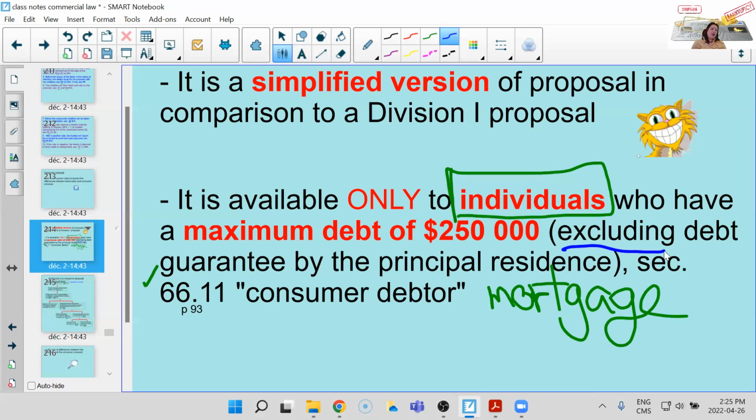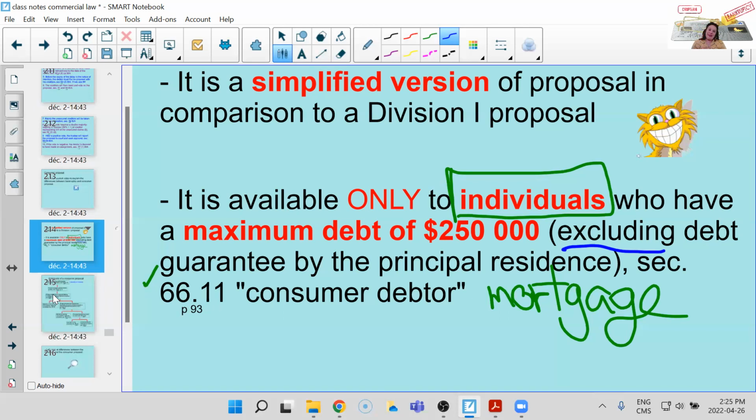So if I give you numbers and I ask you, could I file a consumer proposal instead of bankruptcy? Well, it depends. We have to calculate all my debts, but I don't include the mortgage on my principal residence. So we'll have a chance to get back to this.